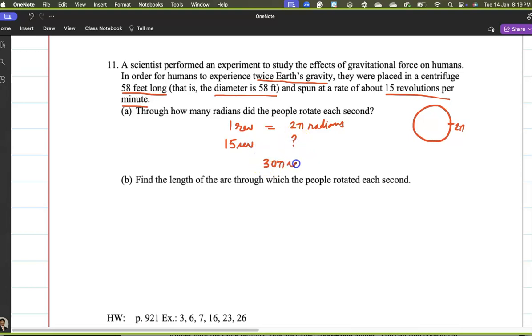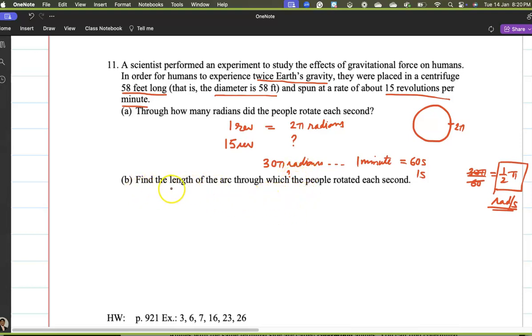30 pi radians in how many minutes? In 1 minute. In 1 minute is how many seconds? 60 seconds. So in 1 second, we divide by 60, so it's half pi radians per second. Yeah, it's asking per second.